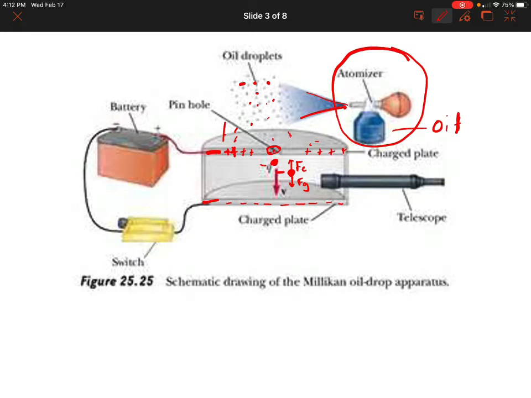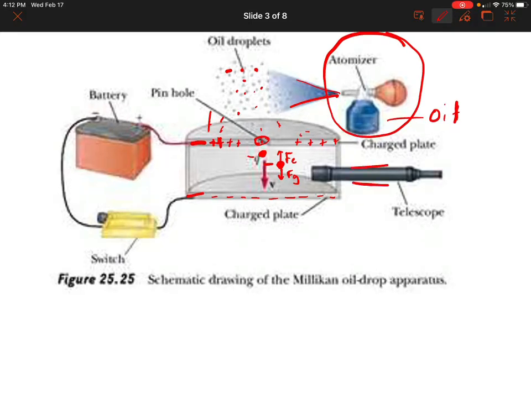Okay, and so he was always able to find that the charge on the oil droplet was either 1.6 times 10 to the negative 19 or some multiple of that. Maybe it was 3.2 times 10 to the negative 19, and so on and so forth. He was always able to find that it was a multiple of 1.6 times 10 to the negative 19 coulombs. And so that's how we figured out what the charge was, which was pretty cool.